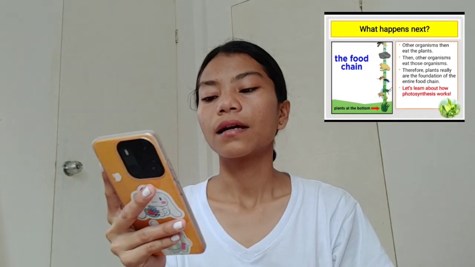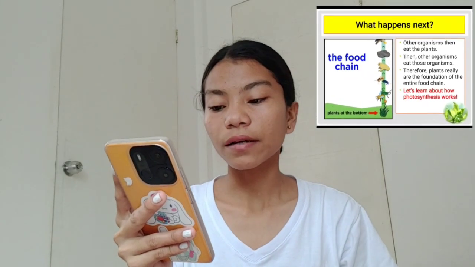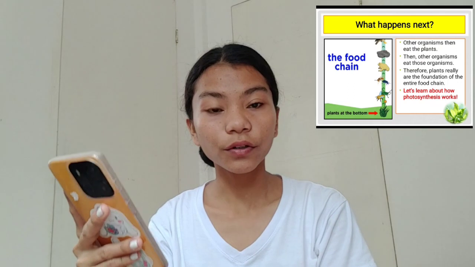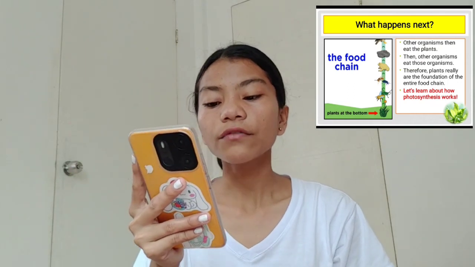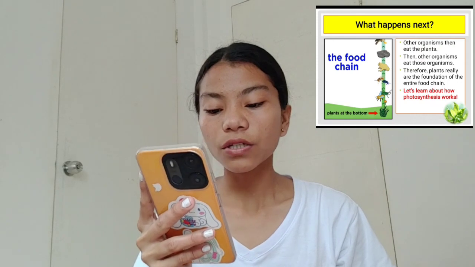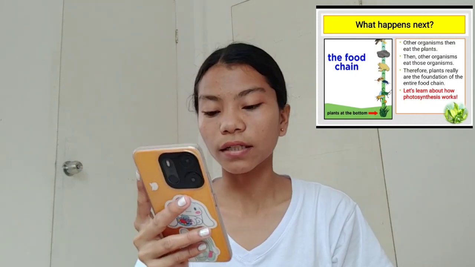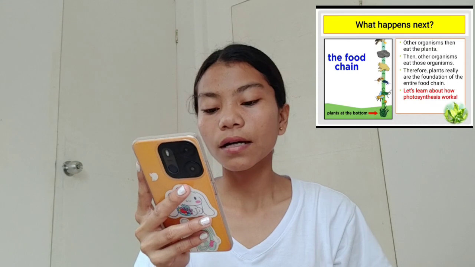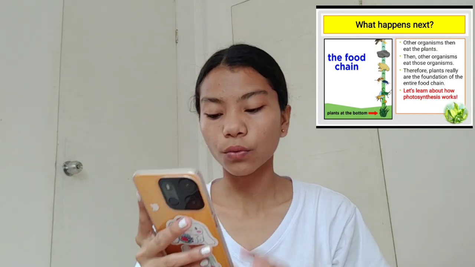Now, let's go with the food chain. Other organisms then eat the plants. Then other organisms eat other organisms. Therefore, plants really are the foundation of the entire food chain. So let's talk about how photosynthesis works.